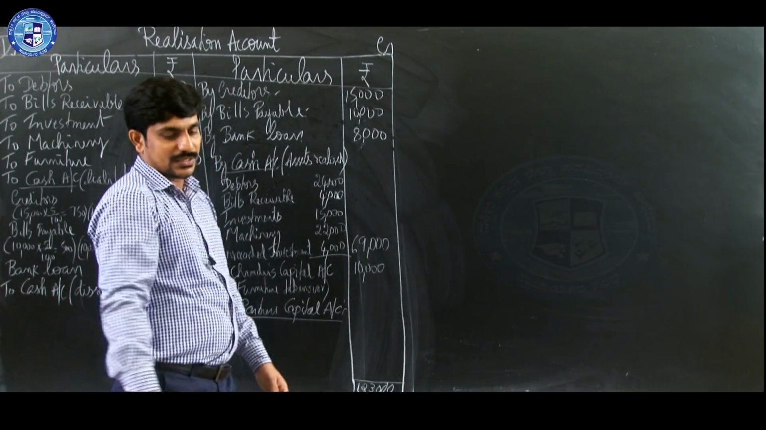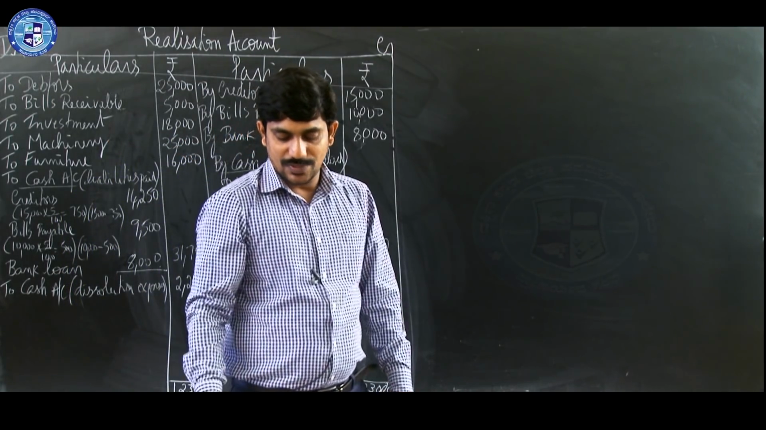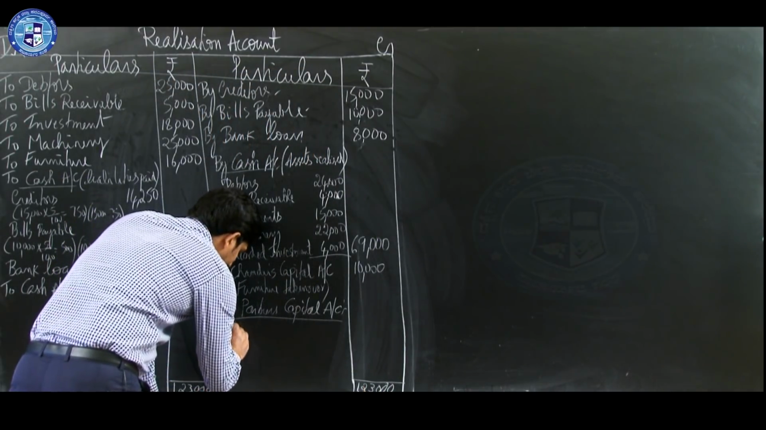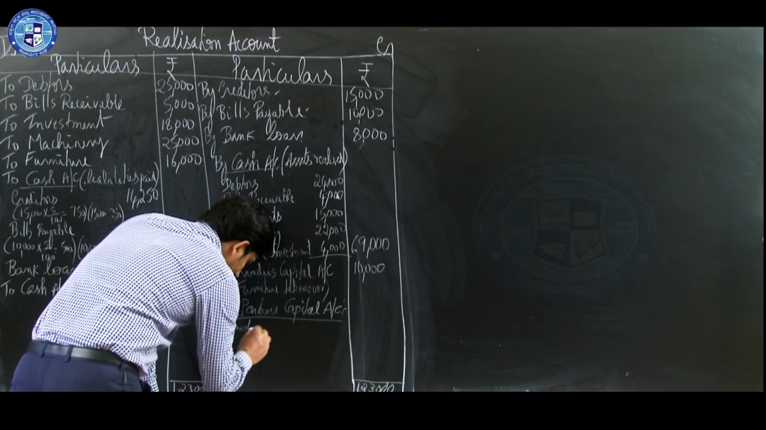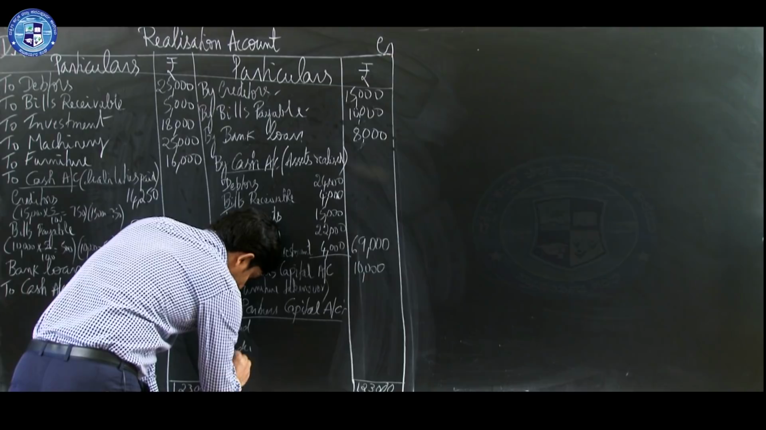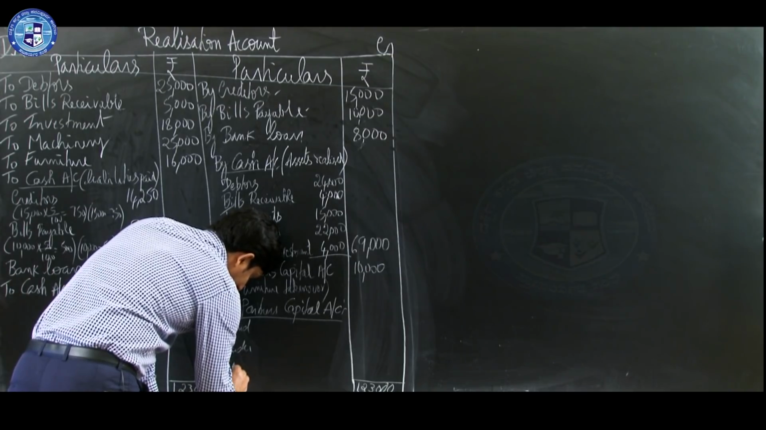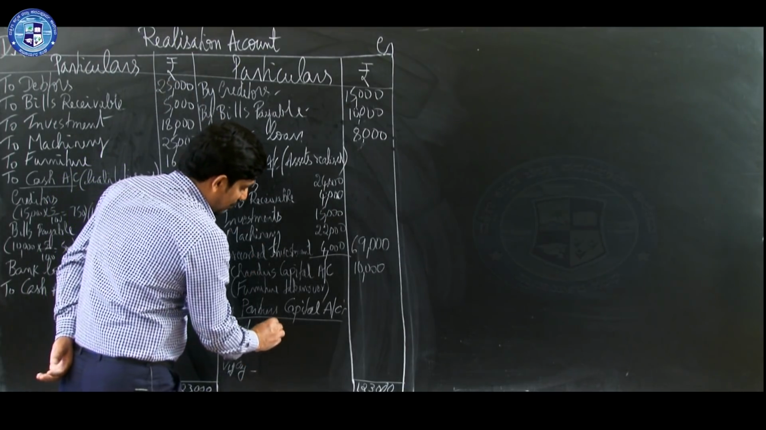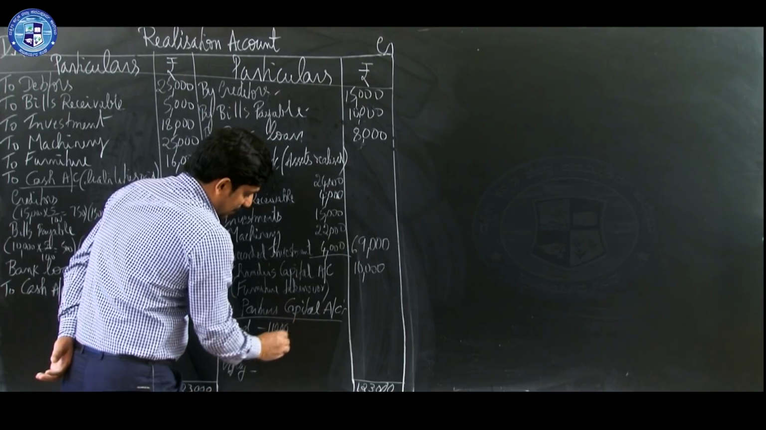Now who are the partners here? 3 partners. Who all? Anand, Chandu and Vijay. So write the names of the partners: Anand, Chandu, Vijay. Total balance, how much did you get? 11,000.